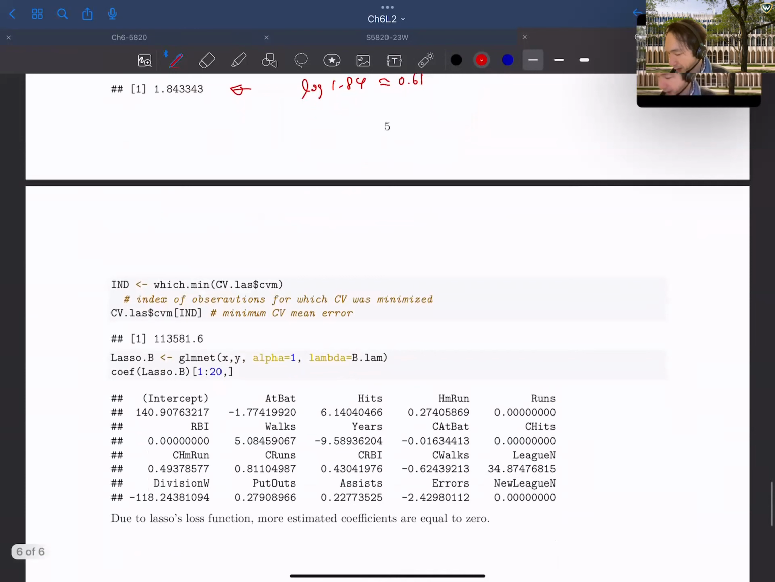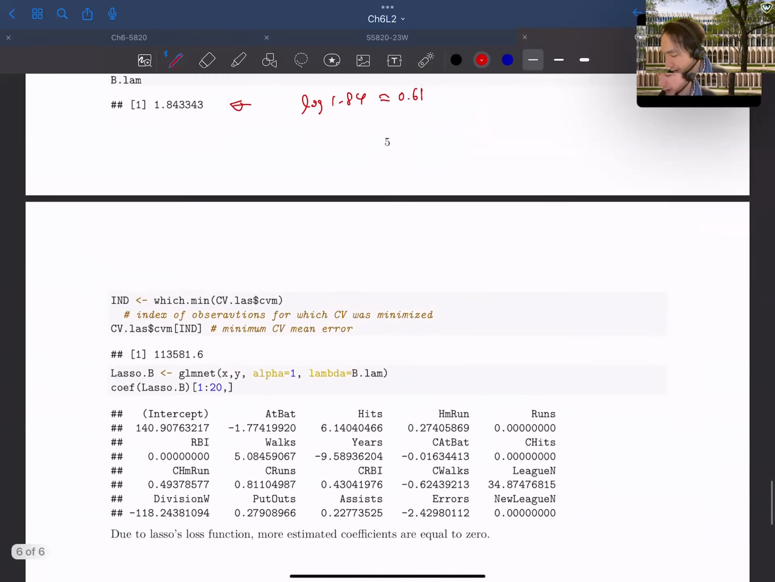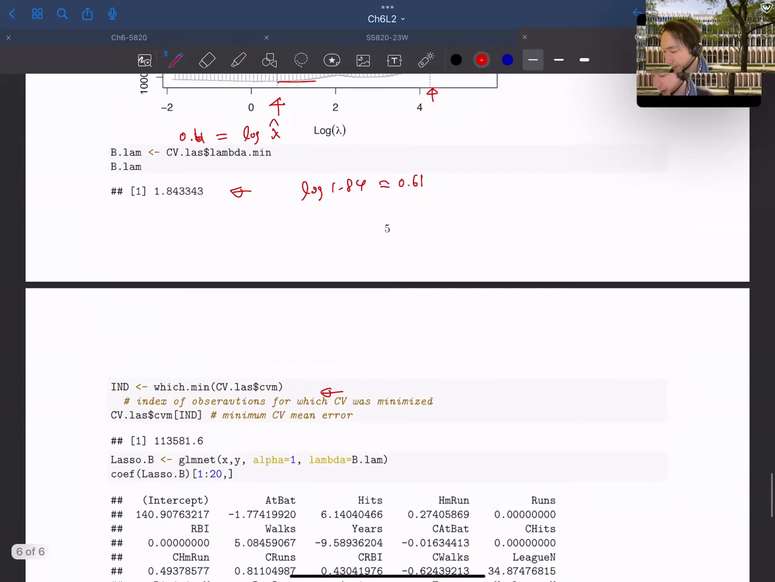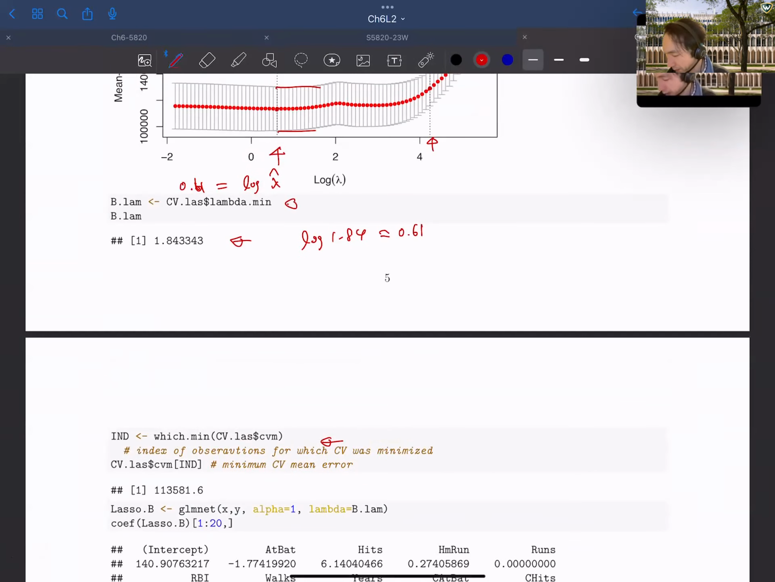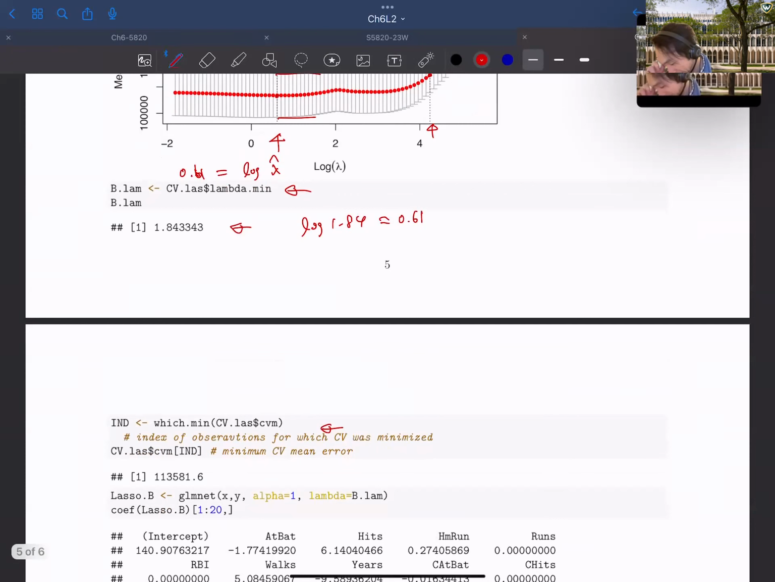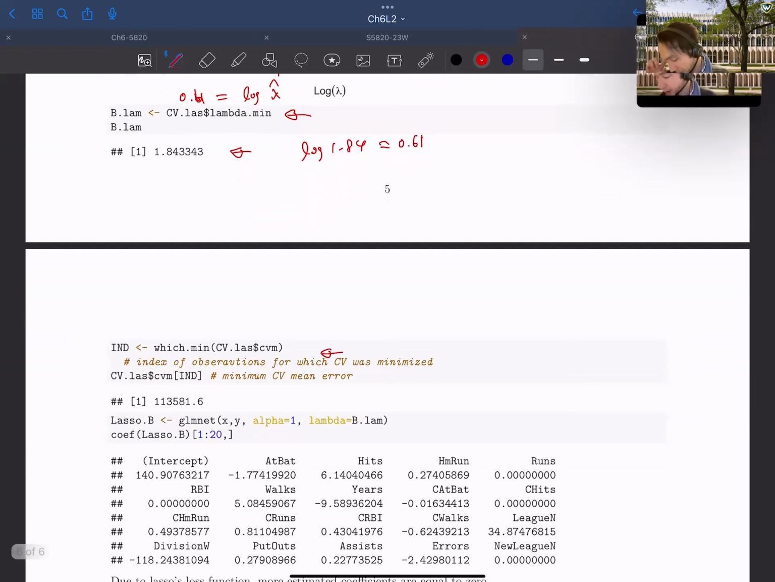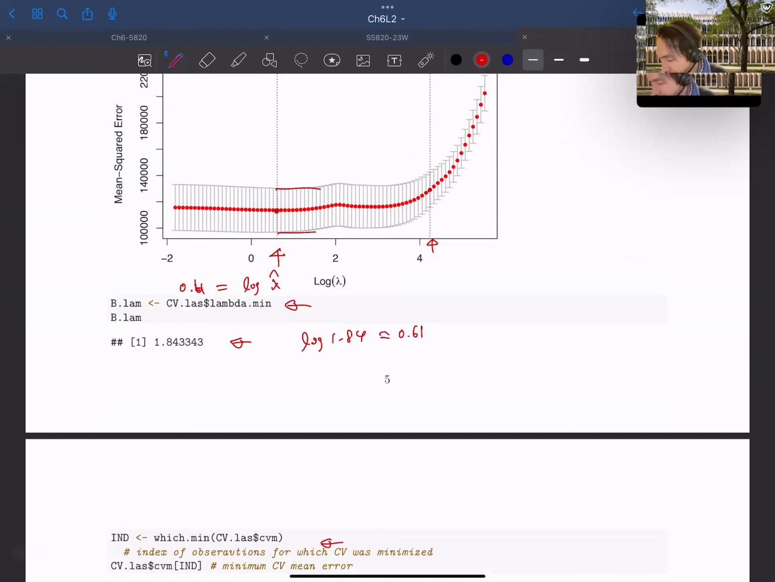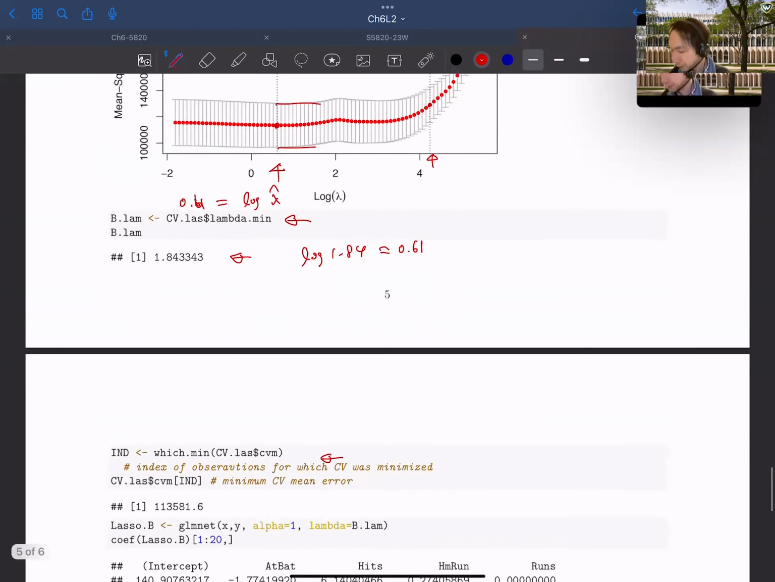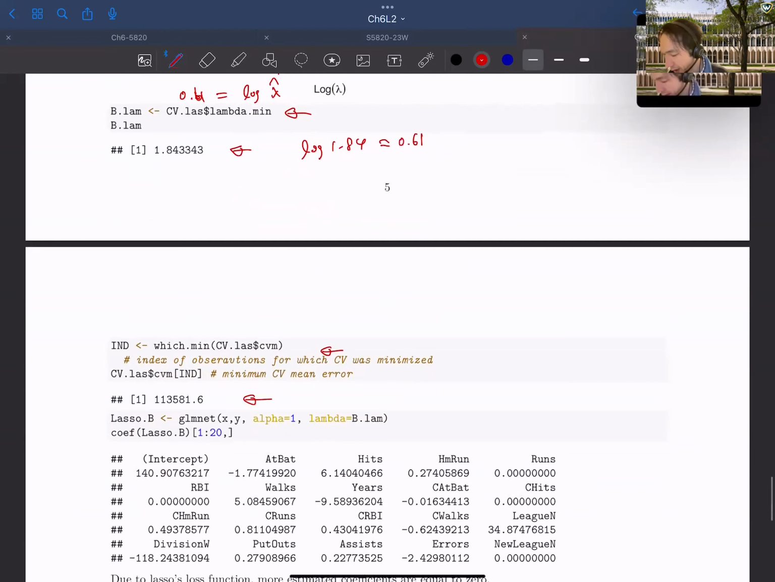And which lambda minimizes? Yeah, so just this one. What is the index of observations for which the CV error was minimized? We just want to derive this value, and that is 113,000.